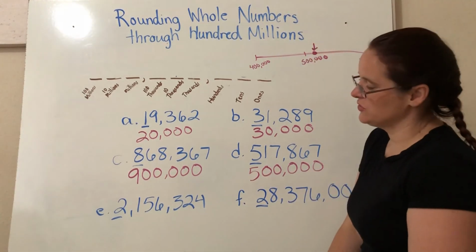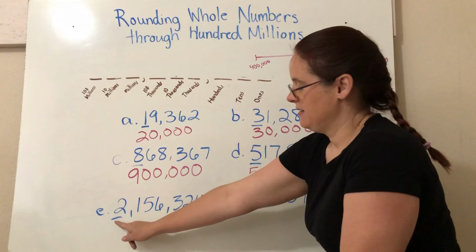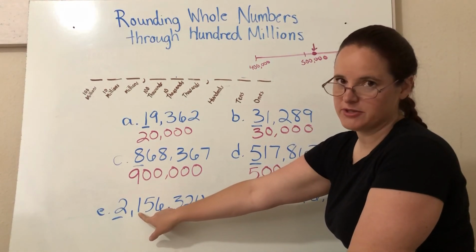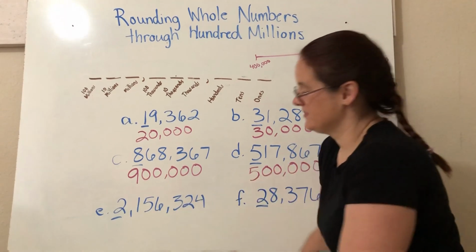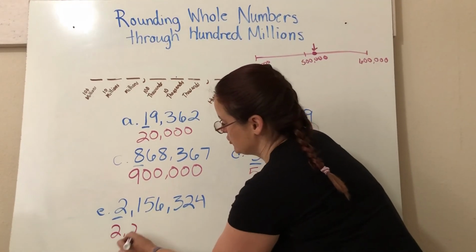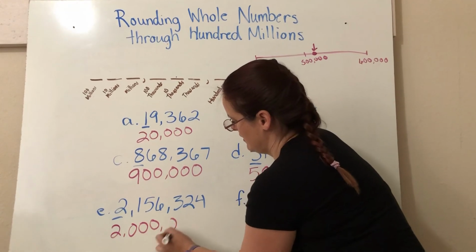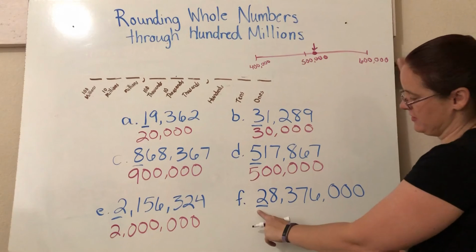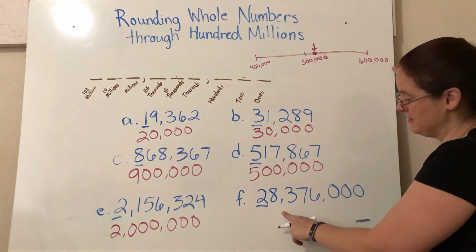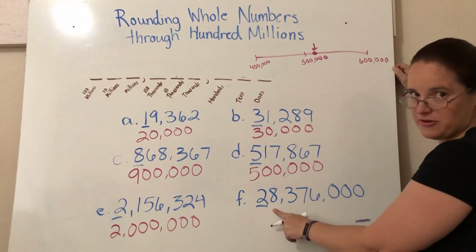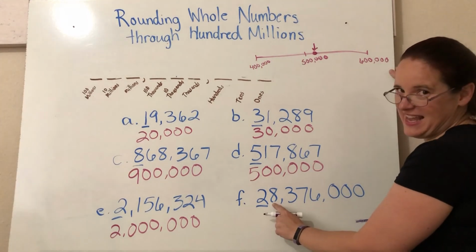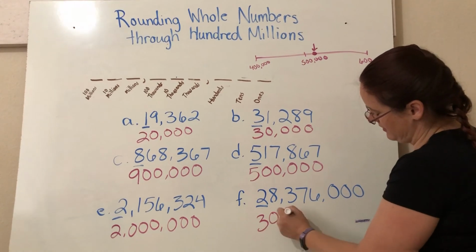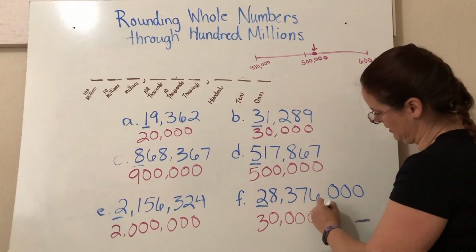All right, rounding to the millions. Am I going to round this to 2 million or round it to 3 million? Look at the number to the right. It's a 1, so this rounds down to 2 million. Here, 28 million. Am I going to round it down to 20 million or round it up to 30 million? Look at that 8. That's pretty close to 30. So we round up. 30 million.